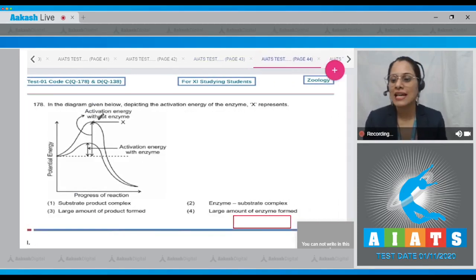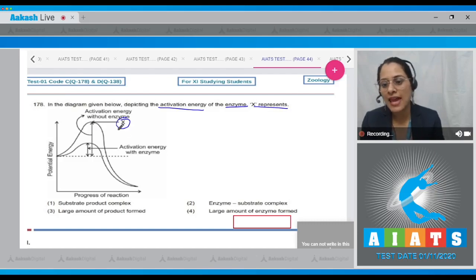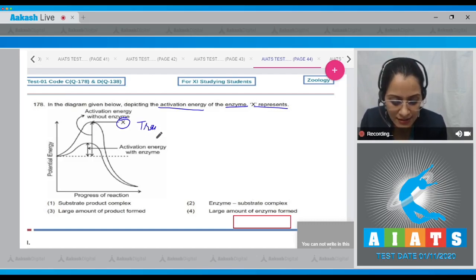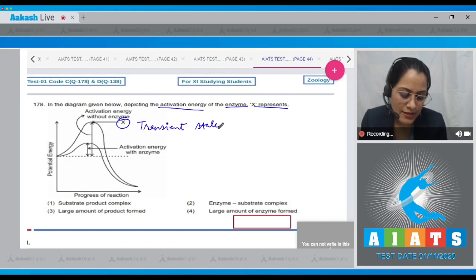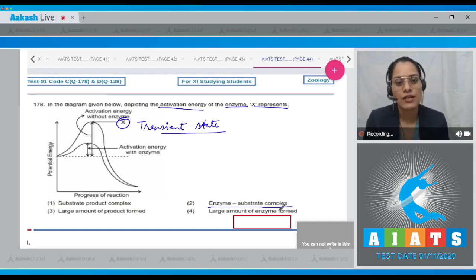Question number 178. In the diagram given below, depicting the activation energy of the enzyme, X represents. Now this is X and it represents what? It represents the transient state, and according to NCERT, this transient state is the enzyme substrate complex. So the correct answer is option number 2, enzyme substrate complex.